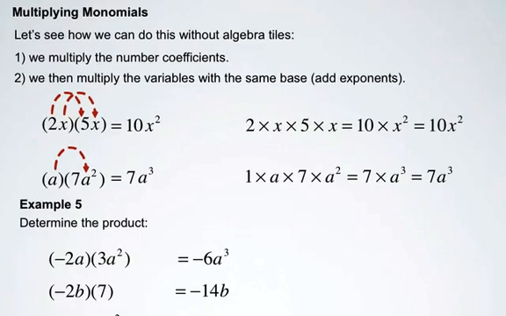3xy times 2x squared. 3 times 2 is 6. x to the 1 times x squared is x cubed, and y stays the same. Negative 3b times 2x squared: negative 6, negative 3 times 2, x squared, and then b. Negative 5y times negative 2x squared y squared: positive 10, x squared, y to the 1 times y to the 2, y cubed.